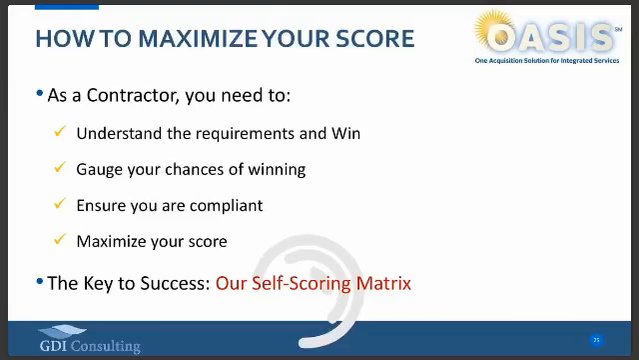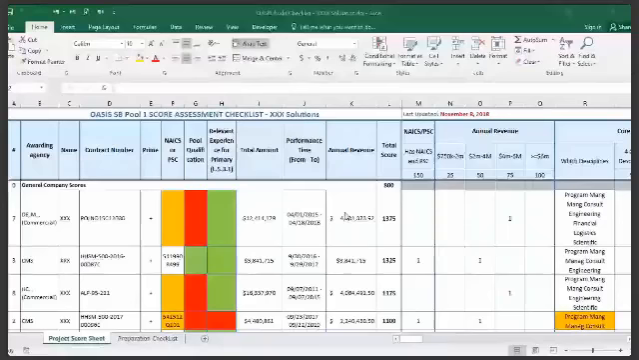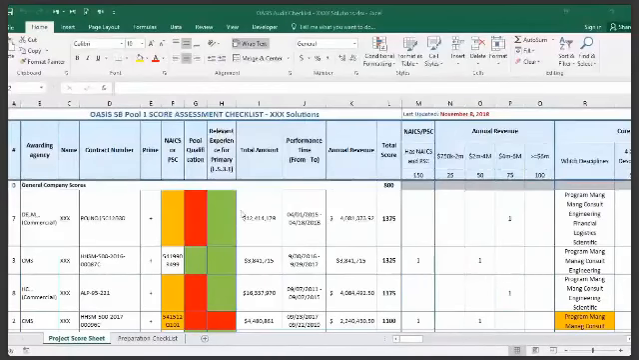Okay. I hope you're seeing that. Okay, this is the self-scoring system, a self-scoring matrix that we have. This was used on a previous project for Pool 1 last November. These are fictitious numbers here.